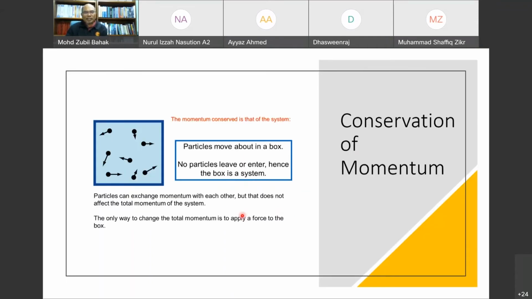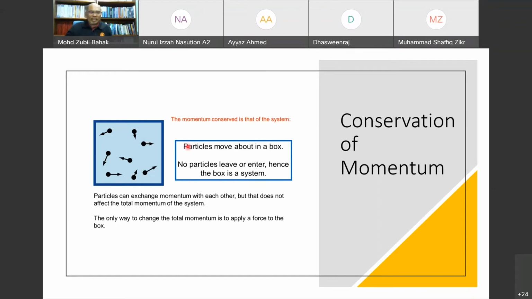The momentum observed in this system here: particles move about in the box, no particle leaves or enters, hence the box is a system. So if you have something which is moving within a constrained compartment, and nothing is coming into it or going out from that place, we call that conservation. We conserve it. Everything is only happening inside it, so the whole thing inside it, we call it a system.